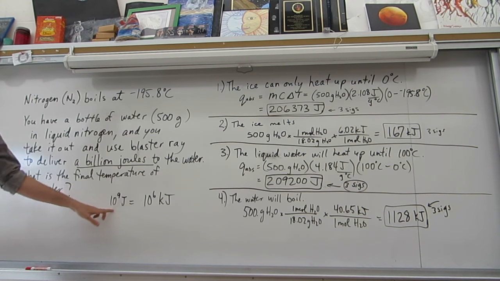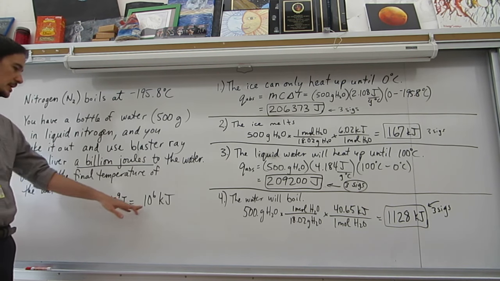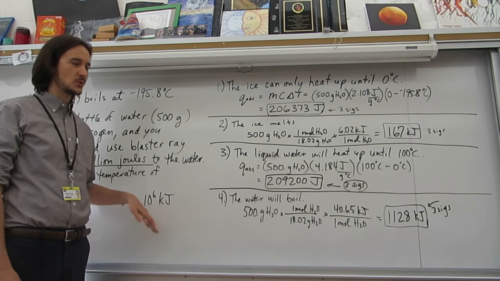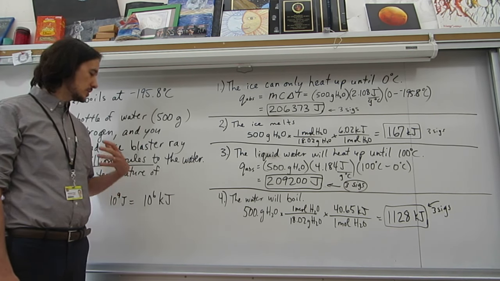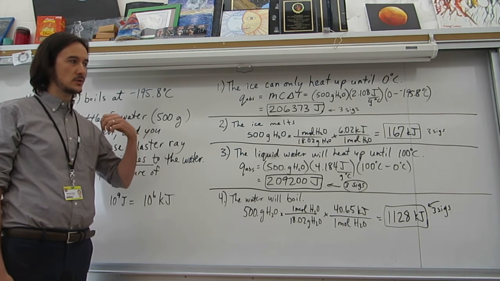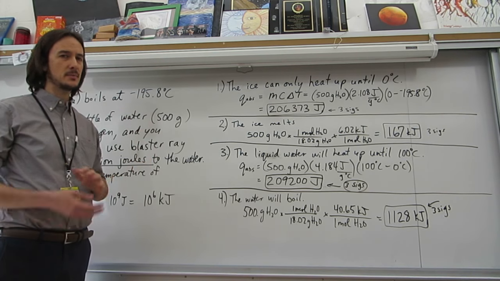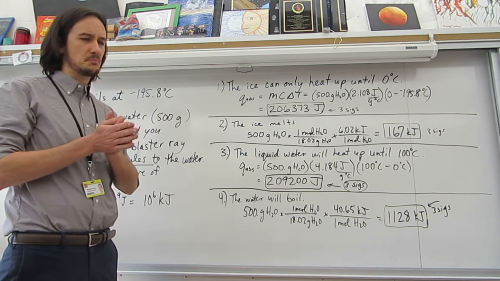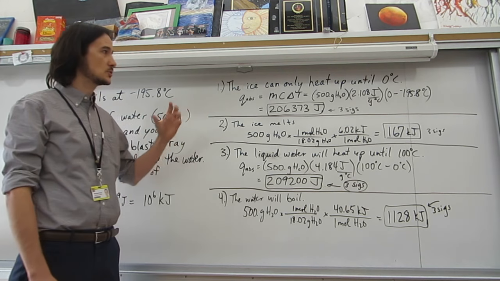So we got 1 billion joules, that's 10 to the 9th joules. That's 10 to the 6th kilojoules. That's a lot. So since it's a lot, we know right now that it's going to boil the water, first of all, and it's going to turn to steam. Maybe it's even going to destroy the water and turn it to plasma or something. But let's go step by step.